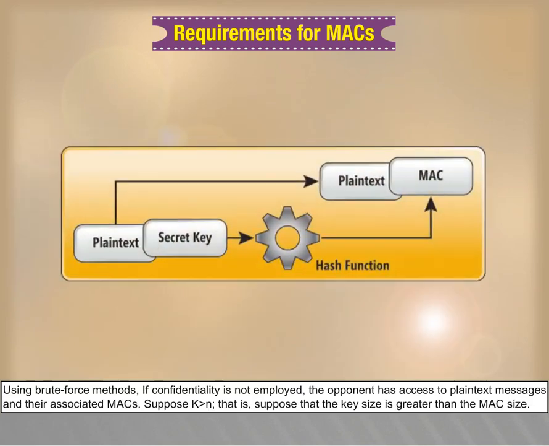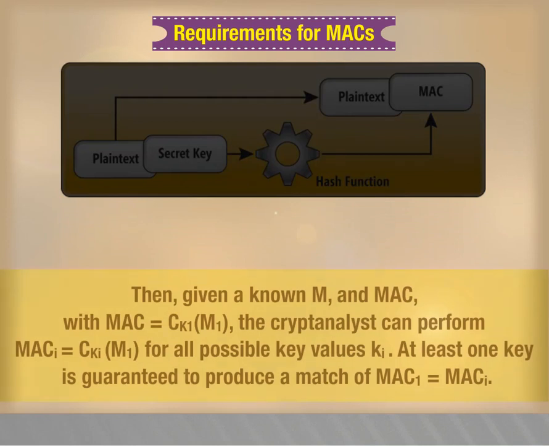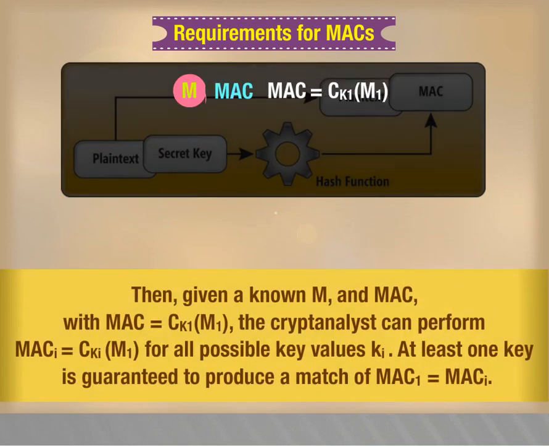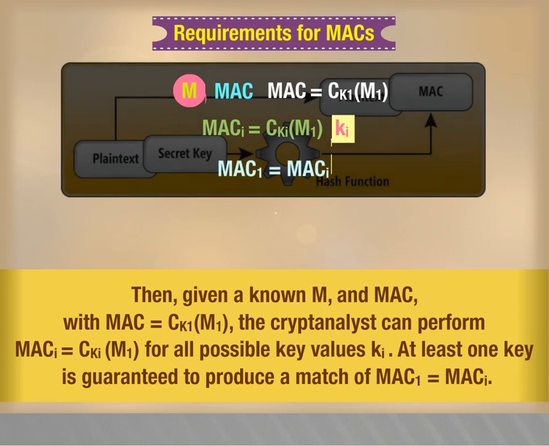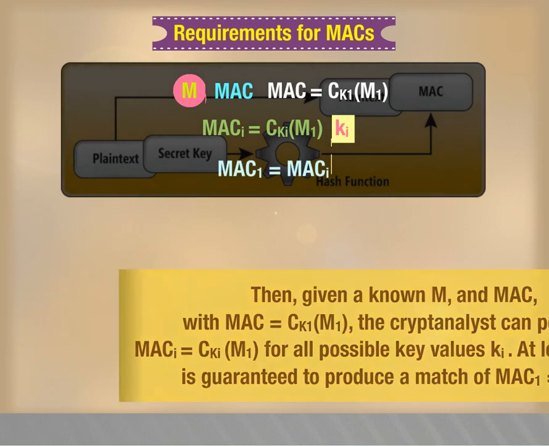Using brute force methods, if confidentiality is not employed, the opponent has access to plaintext messages and their associated MACs. Suppose k is greater than n, that is, suppose that the key size is greater than the MAC size. Then, given a known M1 and MAC1, with MAC1 = C(K1, M1), the cryptanalyst can perform MACi = C(Ki, M1) for all possible key values Ki. At least one key is guaranteed to produce a match of MAC1 = MACi.